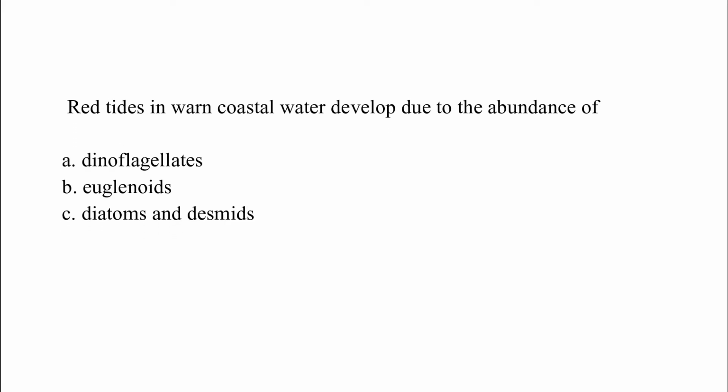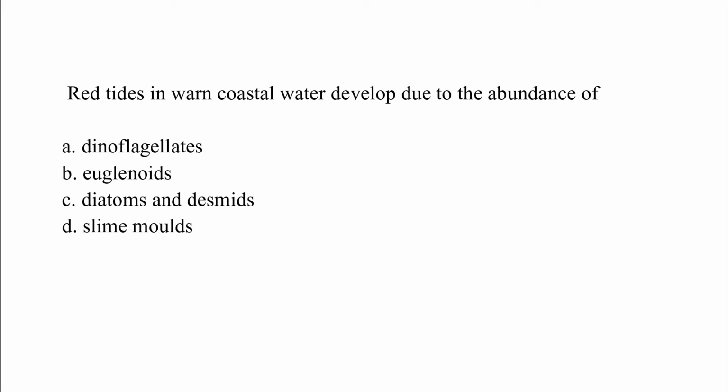Red tides in warm coastal water develop due to the abundance of: option A, dinoflagellates; option B, euglenoids; option C, diatoms and desmids; option D, slime mold. The correct answer is option A, which is dinoflagellates.